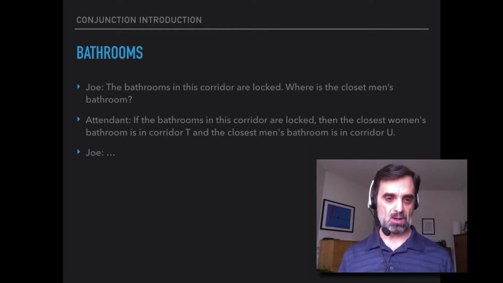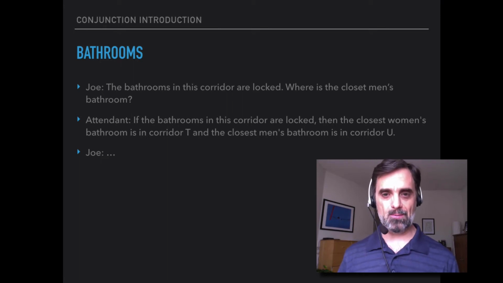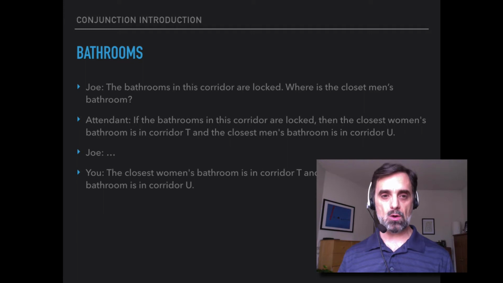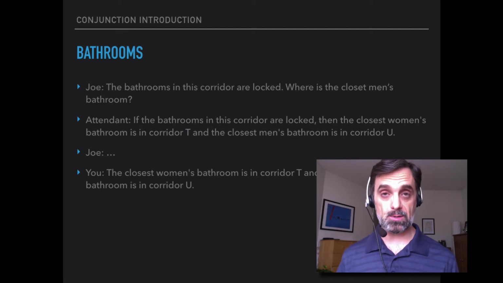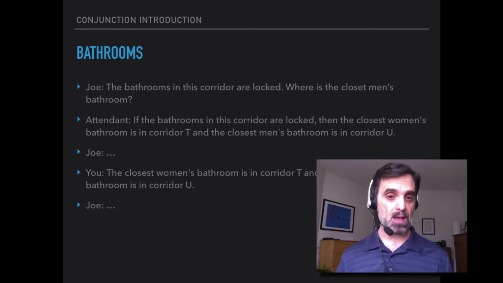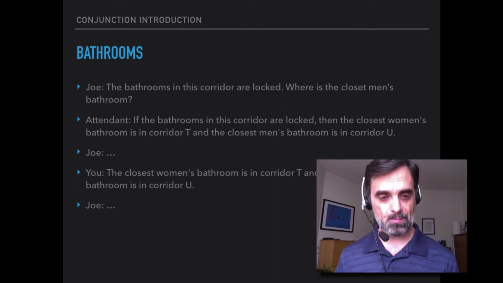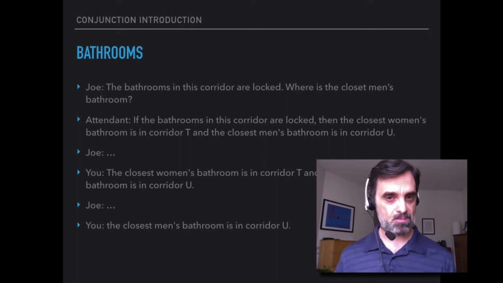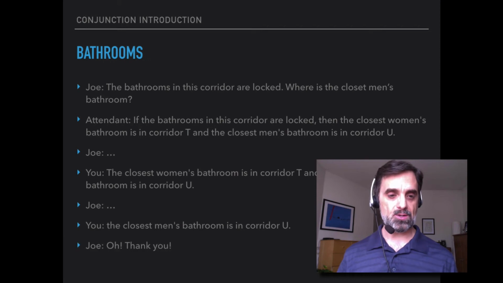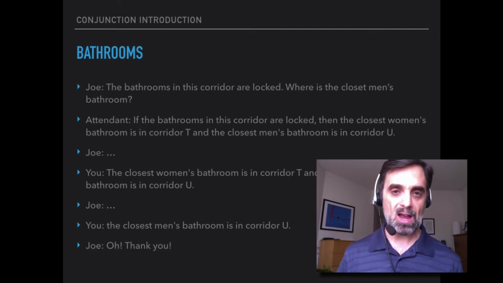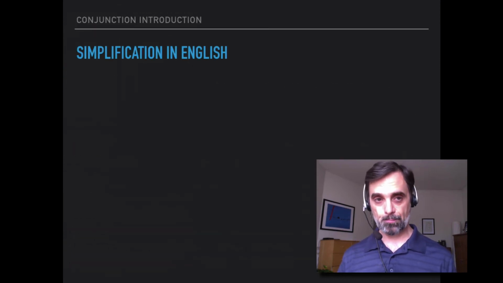And Joe is confused. Maybe he understands what's been said, but he says, "But where is the men's bathroom?" And you say to Joe, "Well, the closest women's bathroom is in corridor T, and the closest men's bathroom is in corridor U." And so you do the modus ponens inference for Joe, which we know he can't do, or which he apparently is unable to do in this situation. And Joe says to you, "Yes, but where's the closest men's bathroom?" And you say, "The closest men's bathroom is in corridor U." And Joe says, "Oh, great, thank you." And so here we have another example of Joe's logic block.